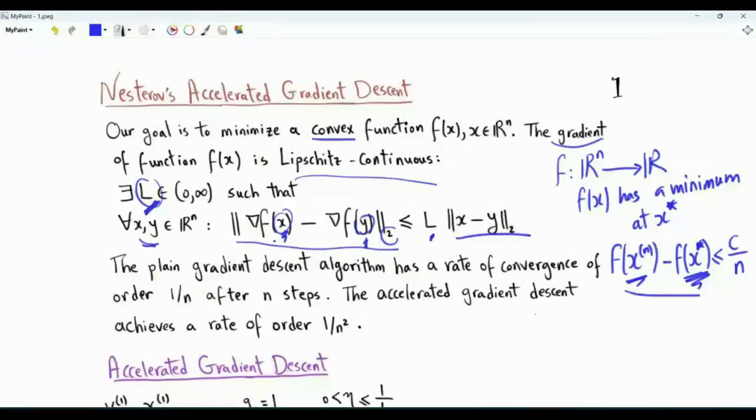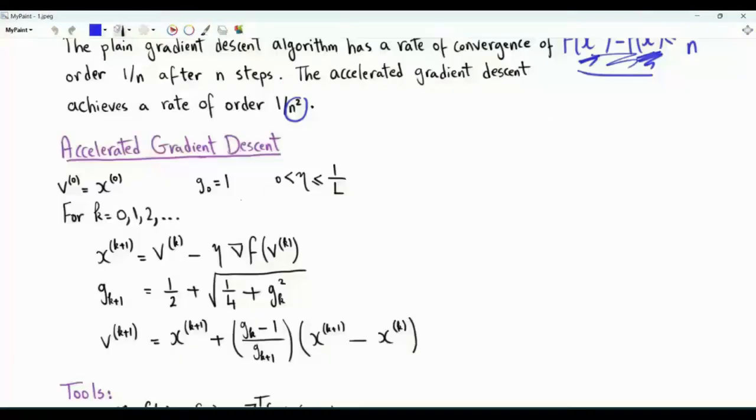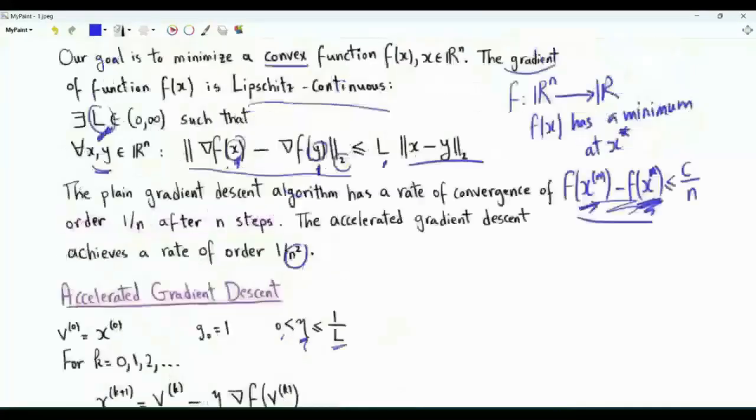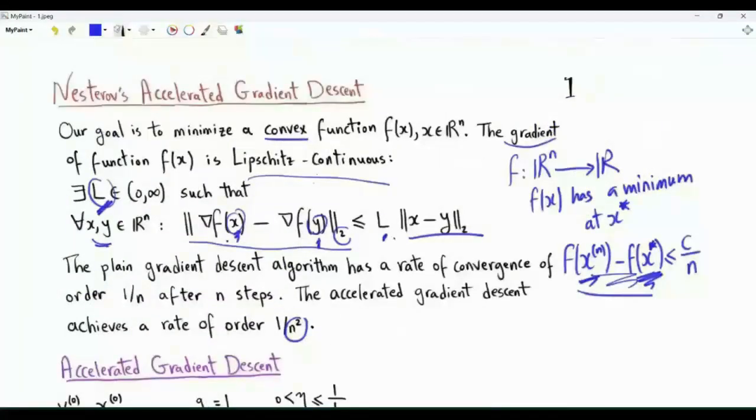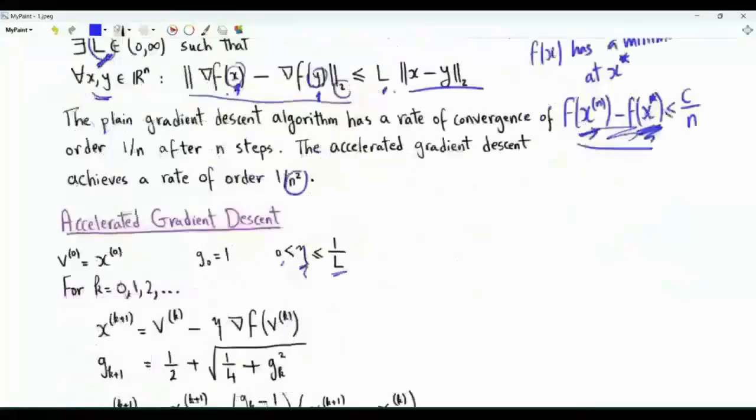If we use the accelerated gradient descent algorithm, this difference here will be upper bounded by some positive number divided by n squared, not n. Here is the algorithm. The step size or learning rate parameter eta is strictly positive and is less than or equal to 1 over L. L is the parameter used in defining the Lipschitz continuity of the gradient vector.